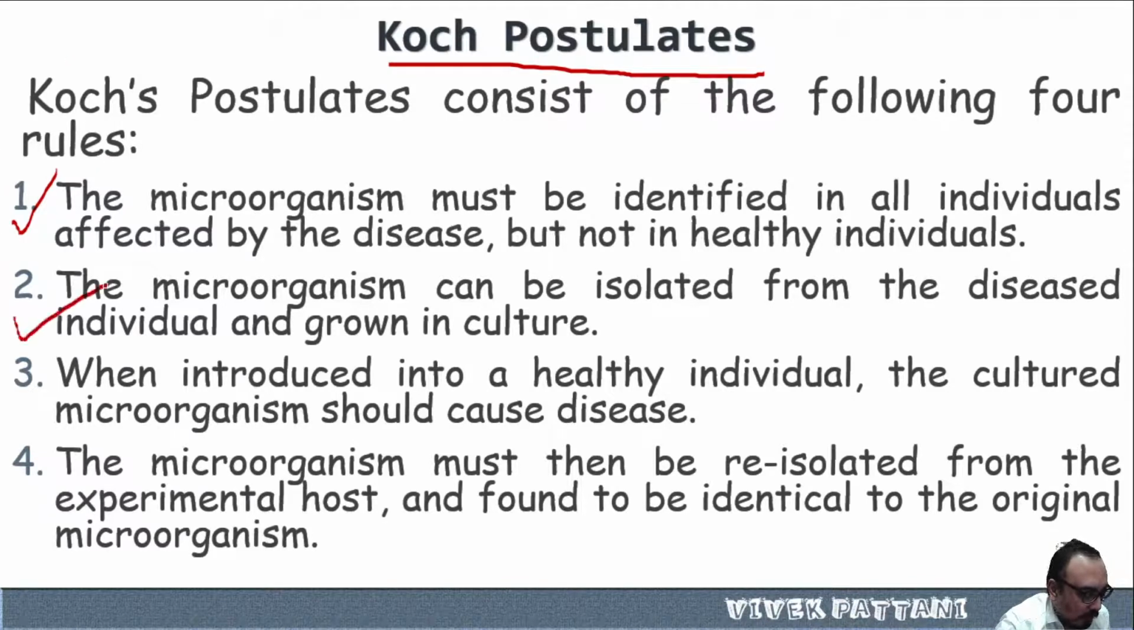The second point is that the microorganism can be isolated from the diseased individual and must be grown in a culture. For example, typhoid is caused by Salmonella. We must be able to isolate Salmonella from a person suffering from typhoid and also grow it in the laboratory. But in all cases culturing is not possible, and if it is possible, we may need to use specialized growth conditions nowadays.